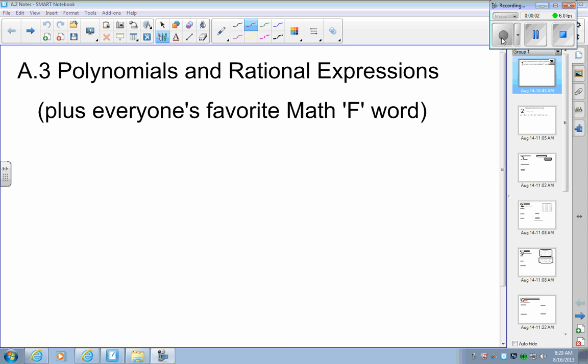Okay, we're going to keep moving on with the appendix. We're going to jump to this third section here, which you've seen a lot of before, but it's also going to be an extension of some things. So polynomials, rational expressions, and hidden within that is everyone's favorite math F word.